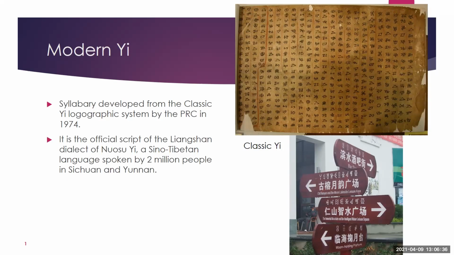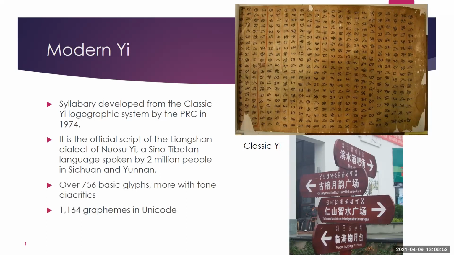So it is the official script of the Nuosu Yi language, spoken by about 2 million people in Sichuan and Yunnan. And it has over 756 basic glyphs, but more when you add tone diacritics. And it has 1,164 graphemes in Unicode, which I think for anything that is not a logographic system is the most.